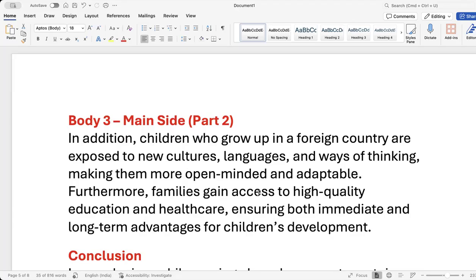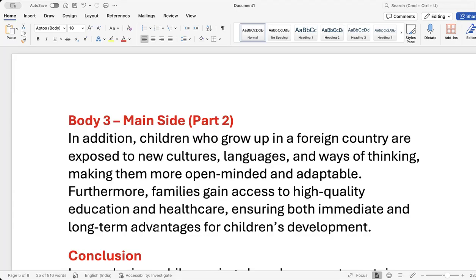Furthermore, families gain access to high quality education and healthcare, ensuring both immediate and long term advantages for children's development. So, better education and healthcare for children, right? What do children need? The two most important things for children are education and healthcare. That becomes higher quality in foreign countries. You might get better healthcare, better vaccinations. In that sense, it's better, and also better high quality education.